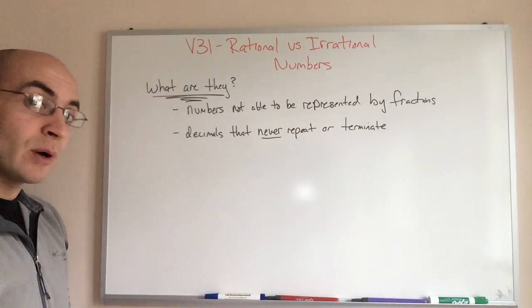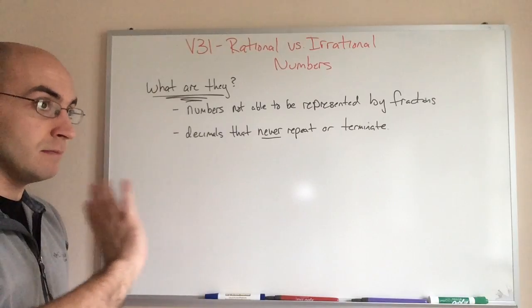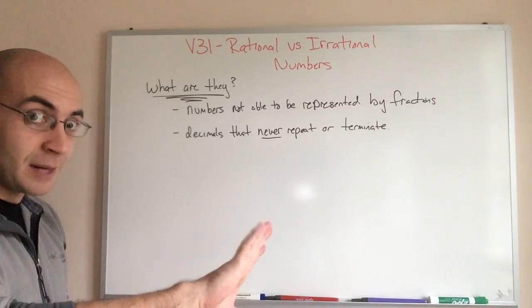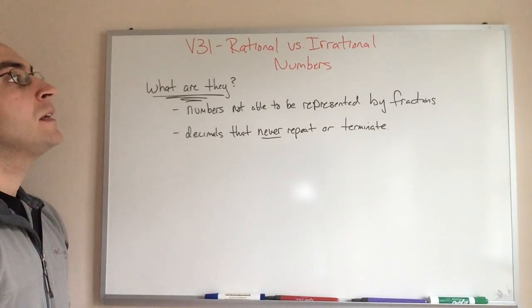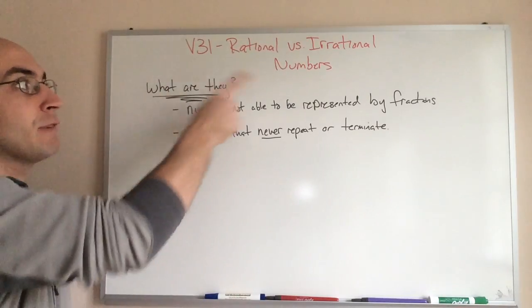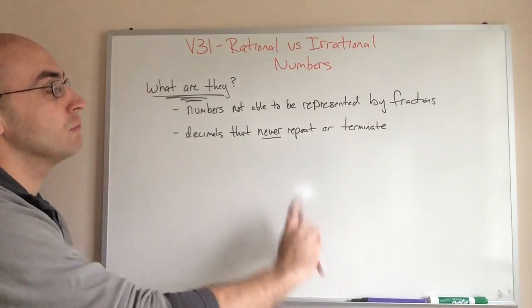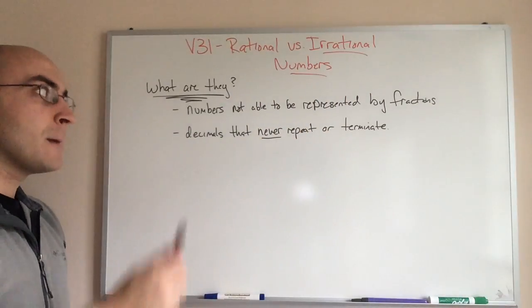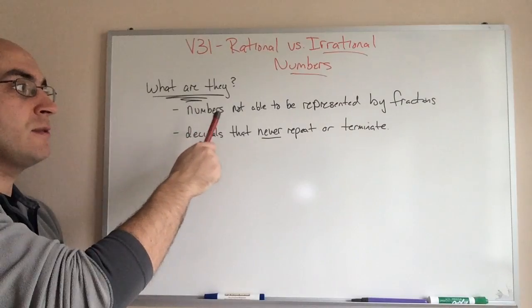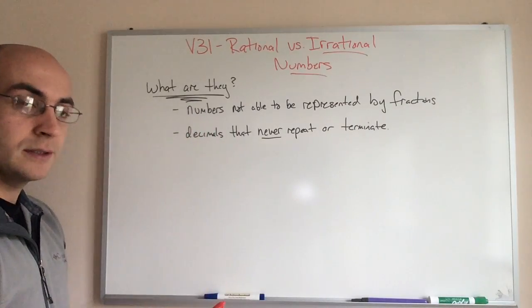So instead of talking about what a rational number is, because there are many, many more rational numbers than irrational, and irrational ones don't come around a whole lot, let's talk about what an irrational number is. There are two things you need to remember. The first thing is, they're numbers that you can't represent by a fraction.